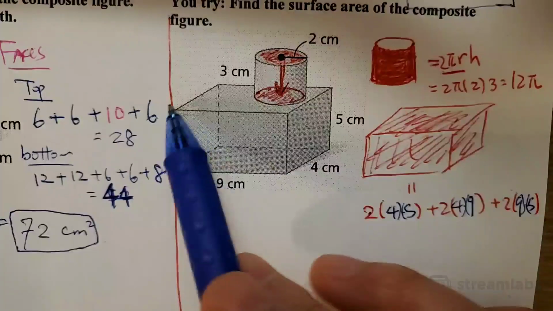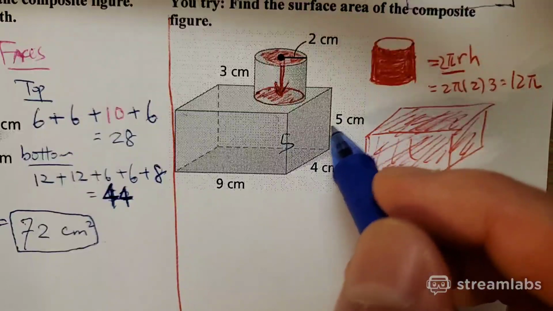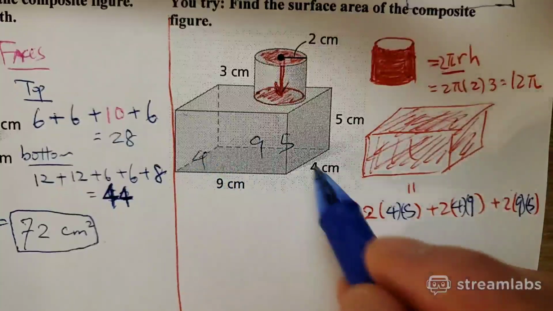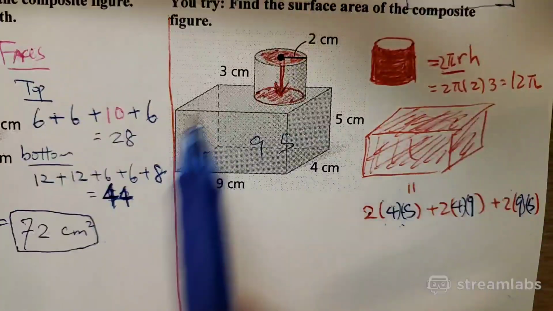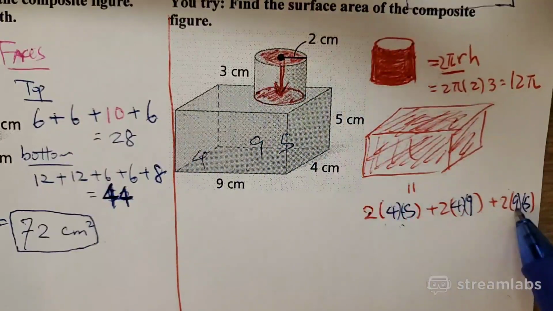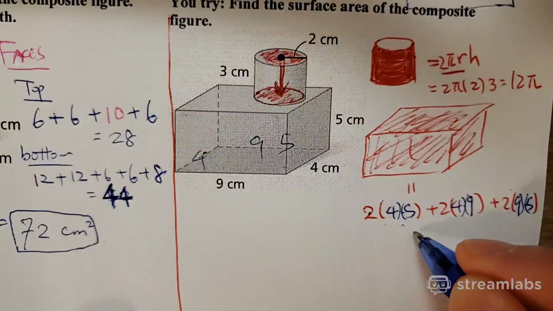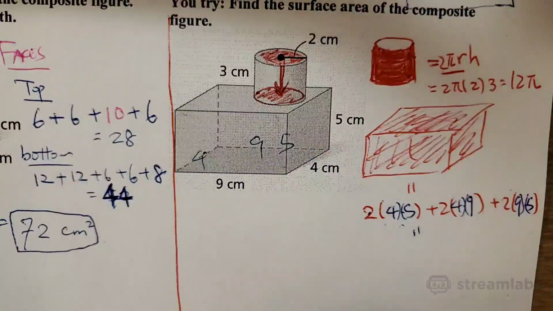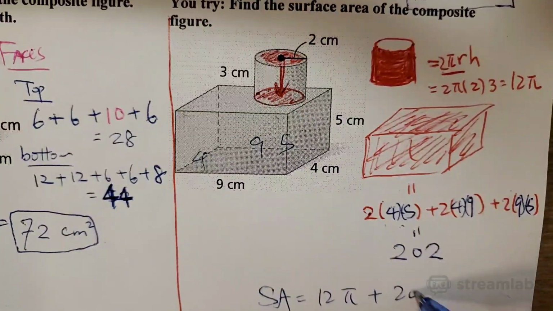Each face is base times height, right? Like that. Base times height, that's 20. You have 2 of them, one here, one here. The other one is 4 times 9. You have here and top. 9 times 5 is this front face and the back face over here. Okay? Add them up. What's this? 202. All right, so add them up. So your surface area is going to be 12 pi plus 202.